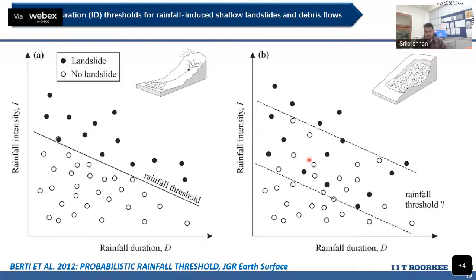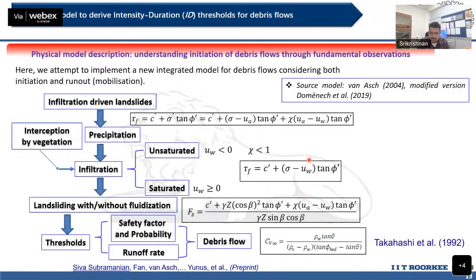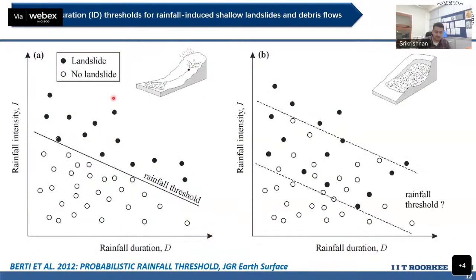So in this case, for each region, it will be better to define intensity duration thresholds so that we can give the early warning information to the community. But to do this, we should have a rich data set or a database of rainfall as well as occurrences of landslide. So the difference between this point and this point is this rainfall intensity and duration triggered a landslide, whereas these points did not trigger a landslide.